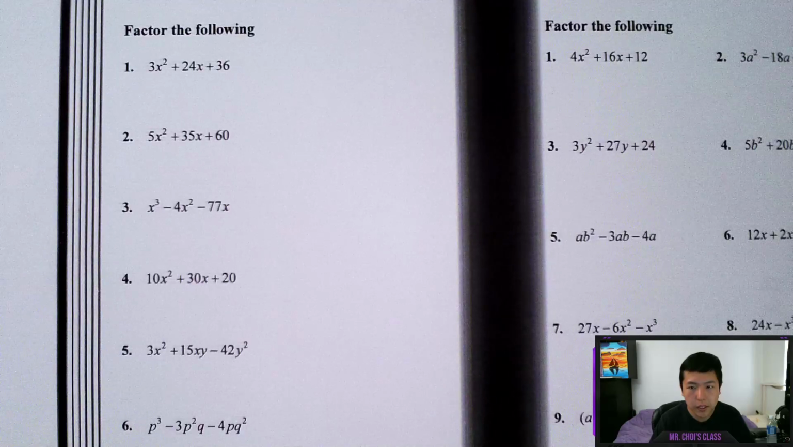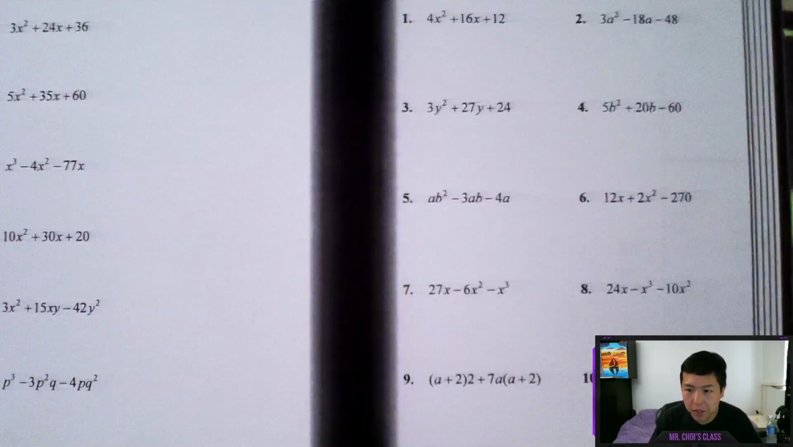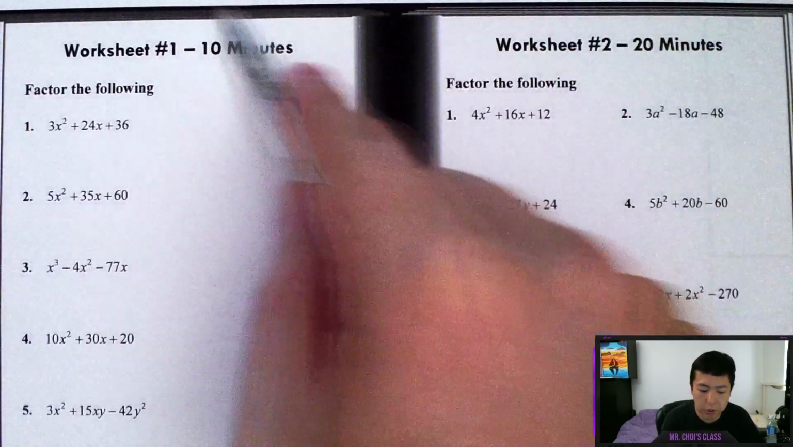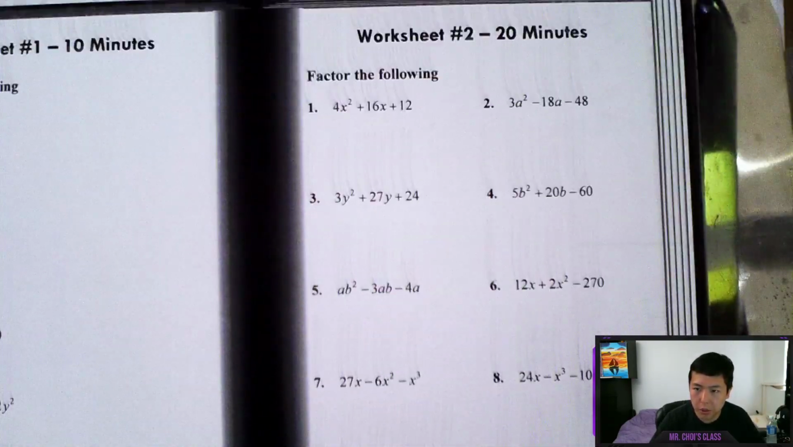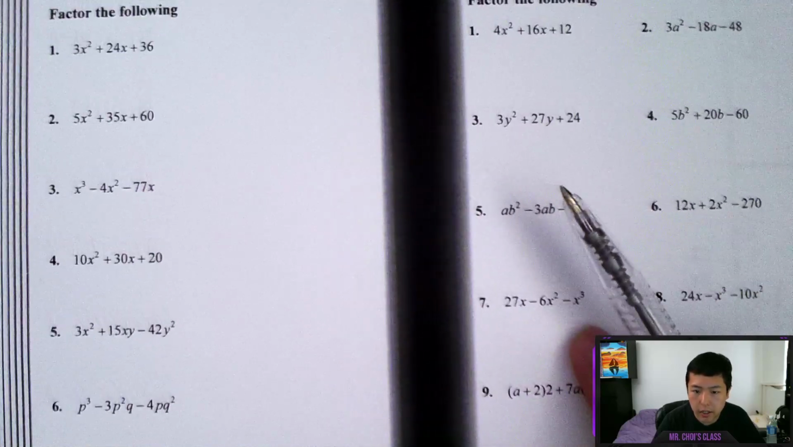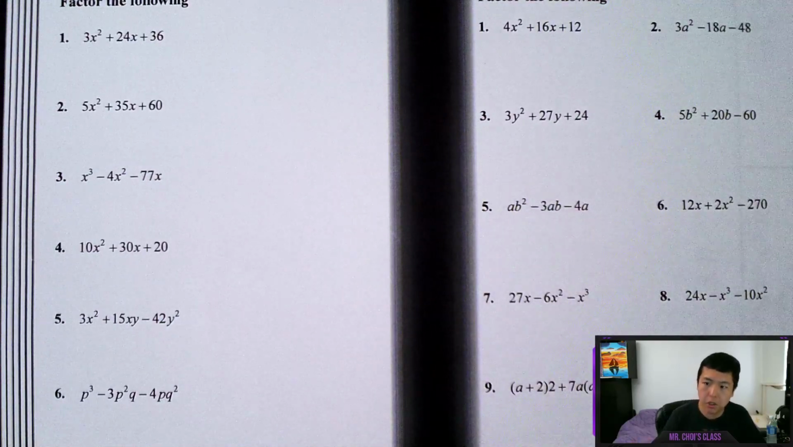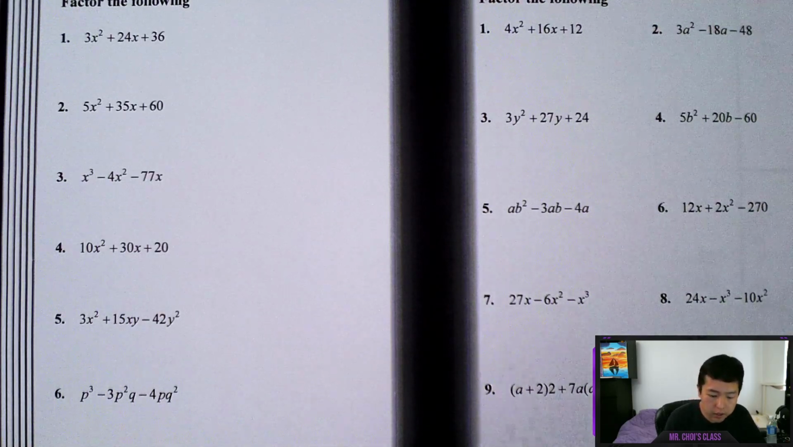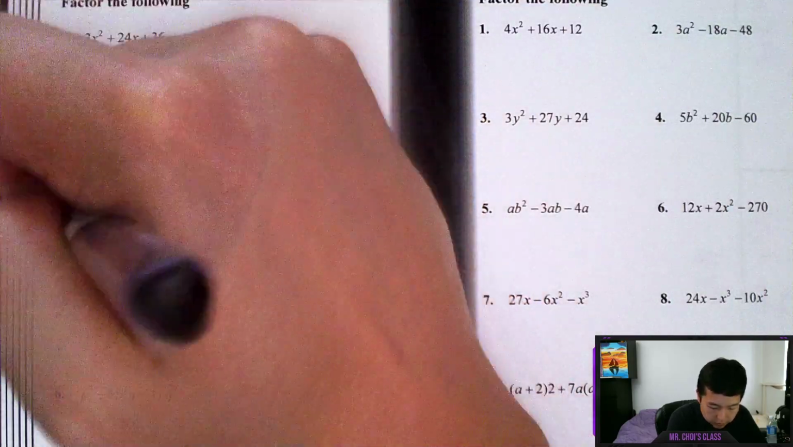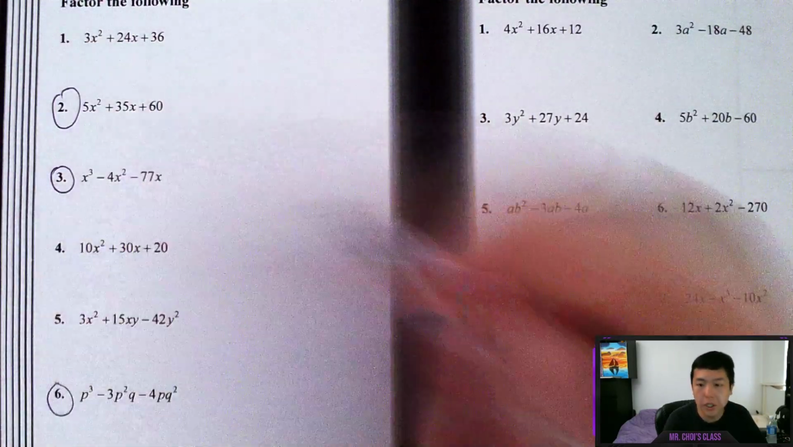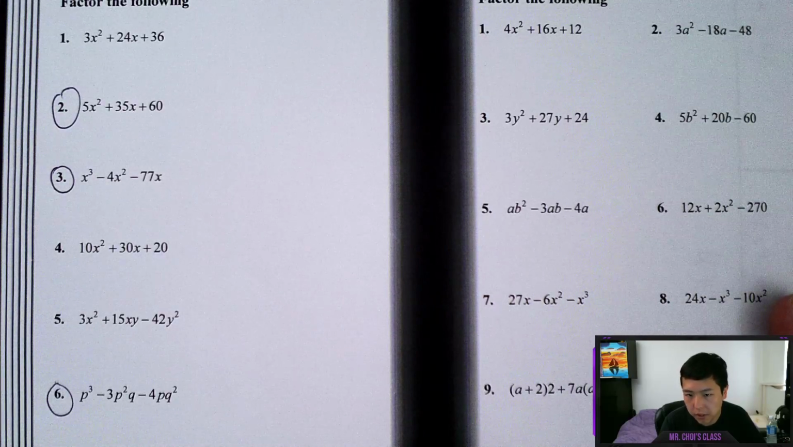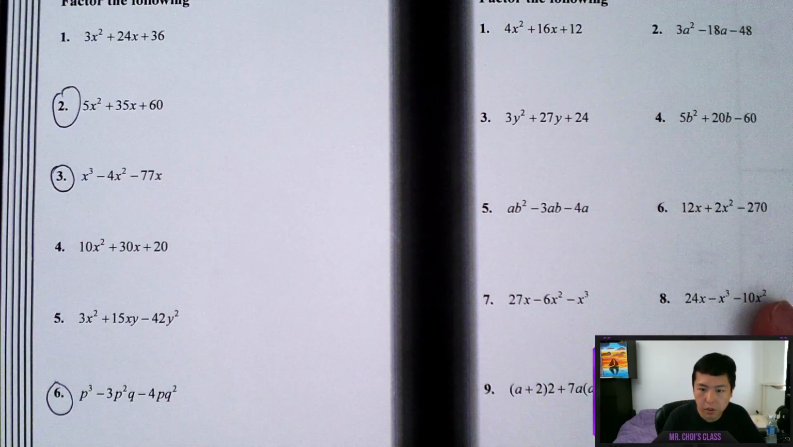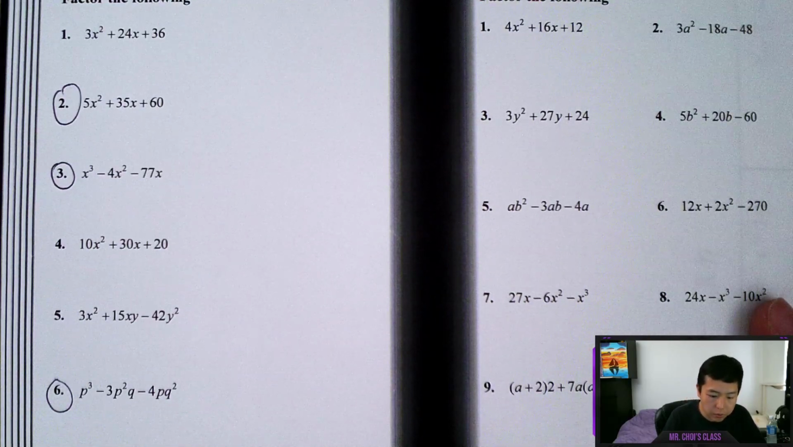Ta-da! All right, so we got a whole bunch of factoring stuff. You'll notice worksheet 1, the left side should take 10 minutes. Worksheet 2, the right side should take 20 minutes. Let's take a couple of these questions. Once again, just greatest common factor stuff. Okay, so let's pick 2, 3, and 6. Something like that. Okay, 2, 3, and 6. So let's do 2, 3, and 6.